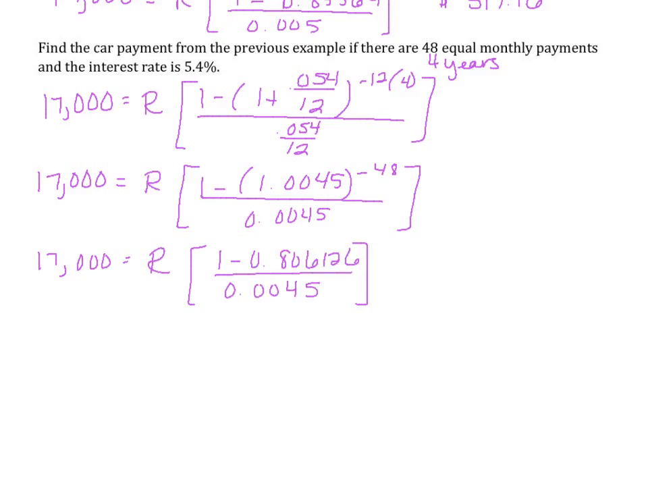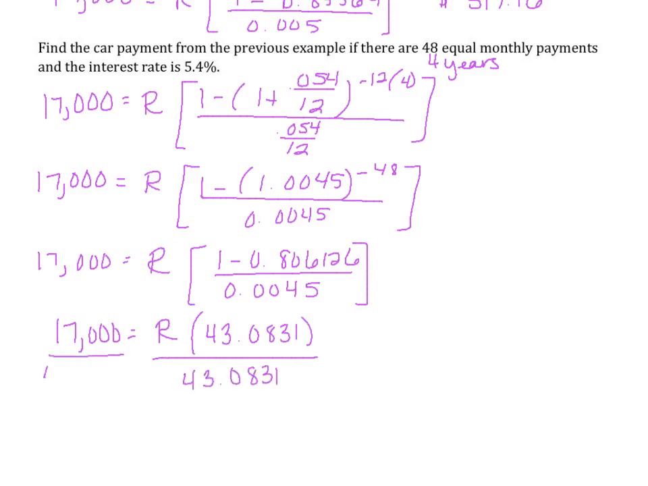So subtracting and dividing, we'll have $17,000 equals our payment times 43.0831. So to get R by itself, we'll need to divide by 43.0831. So our payment would have to be $394.54.